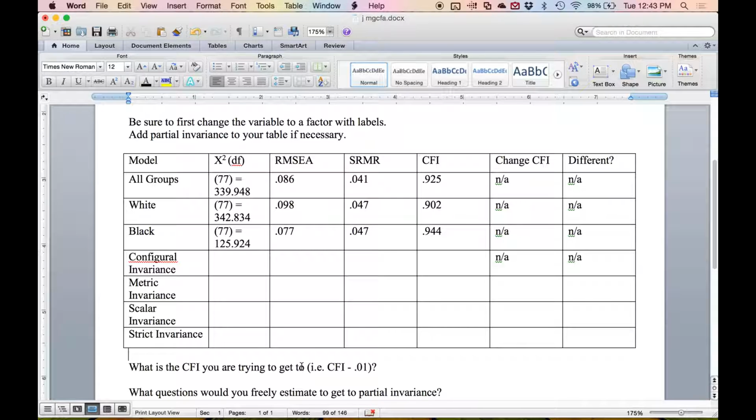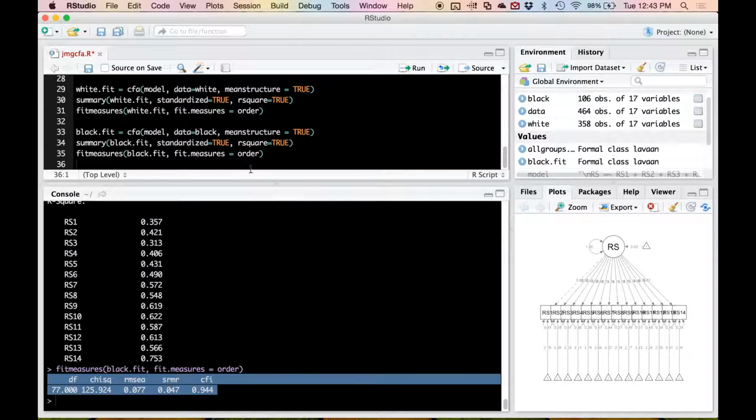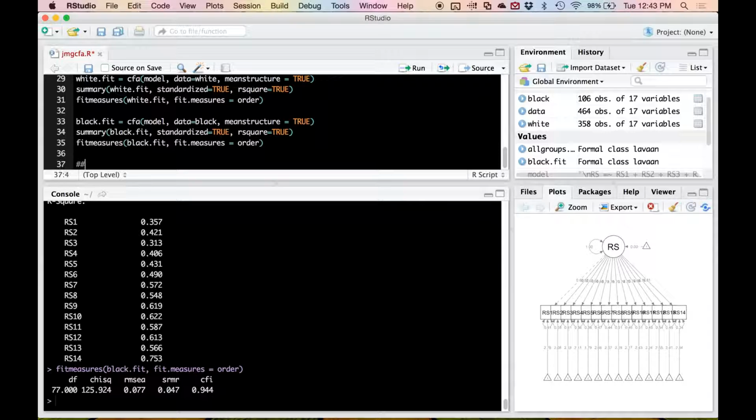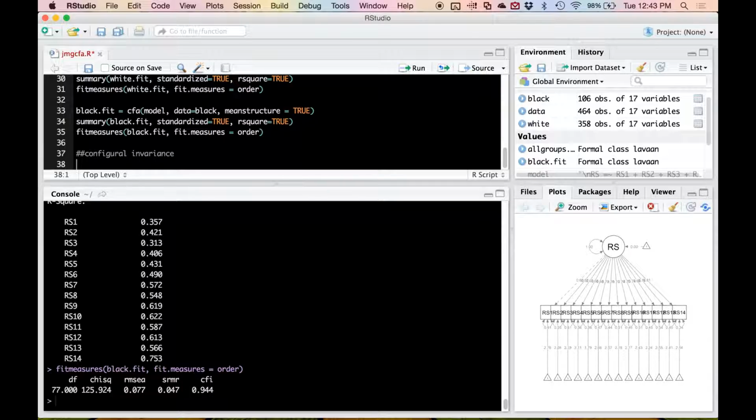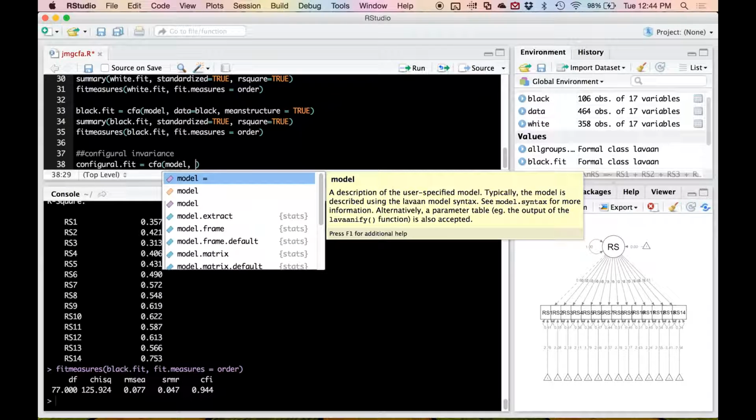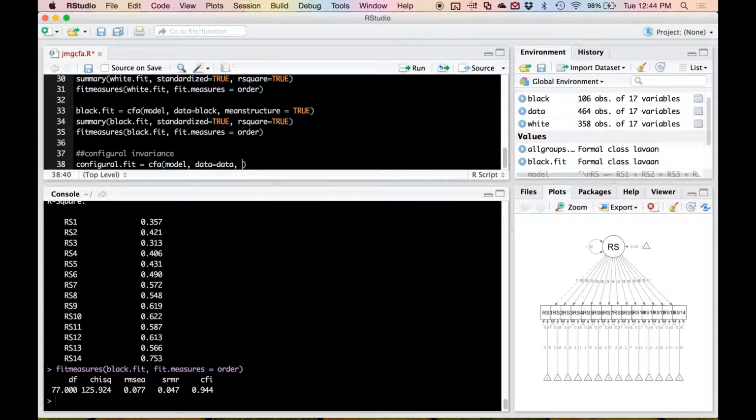And so to do that, we're going to use the group function that's part of the CFA code. And then from here on out, we're going to start testing the models against each other. So what we're going to do is let's do configural invariance here. So now I'm going to nest everybody together. And so I'll just type this one out. It's a CFA, right? And we're still testing that overall model. So I'm going to use my model here. I got my data. I'm going to go back to the original data set because I want to use everybody together.